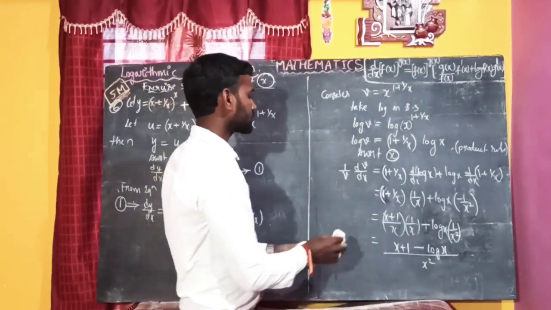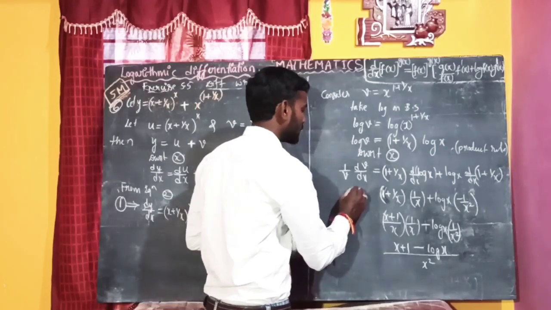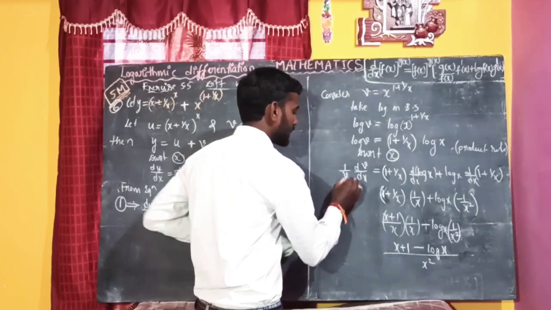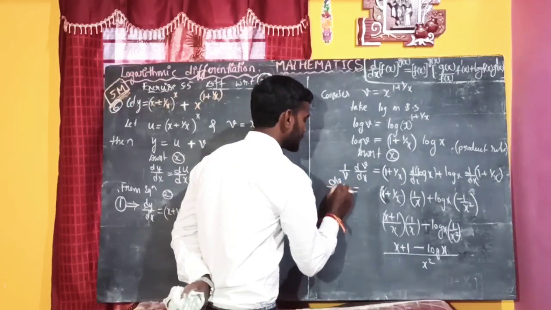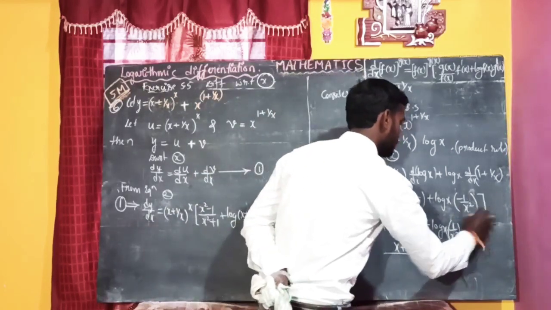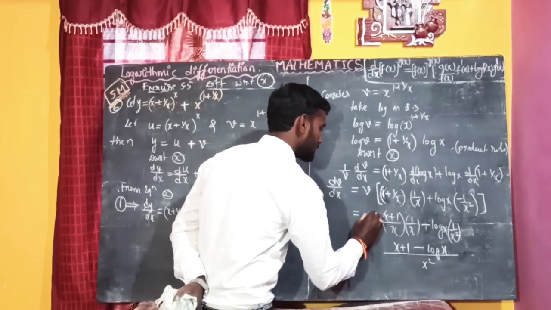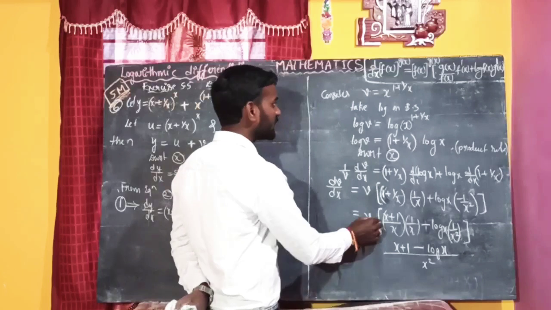This is 1 by v into dv by dx. Now observe guys, I will shift this v to the right hand side, then dv by dx is equal to v into this function, v into this function. This is v into this function. This is equal to v means what?